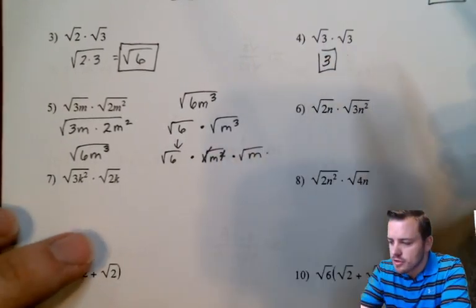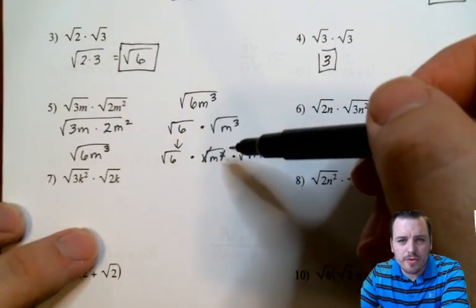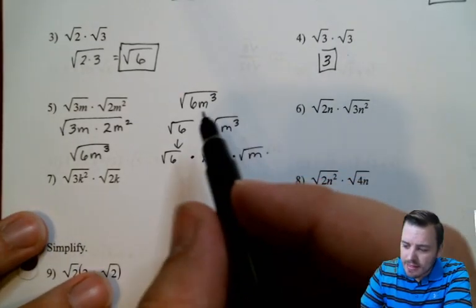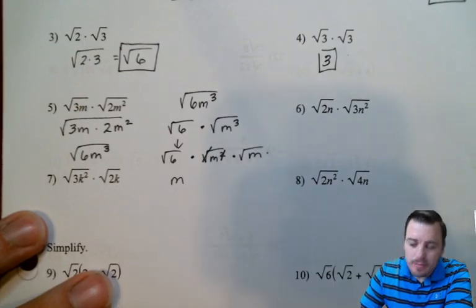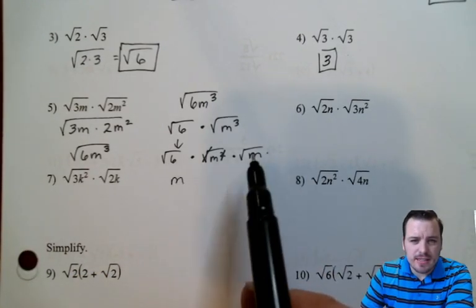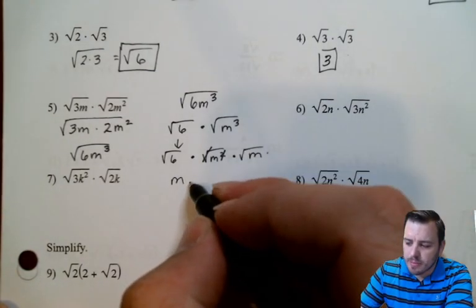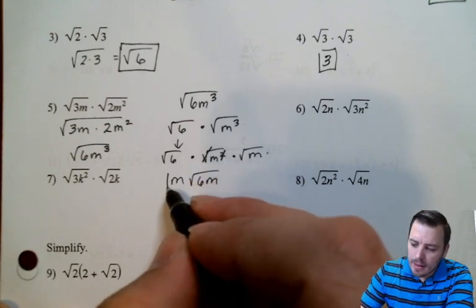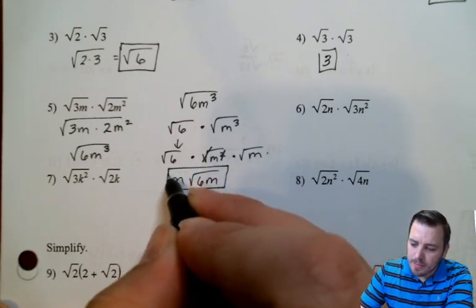Okay, so the square root and the square cancel. That leaves just an m out here. And then notice with this, radical 6 times radical m would simply be radical 6m. And that would be my answer.